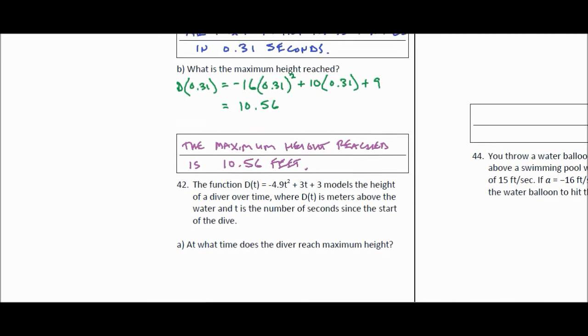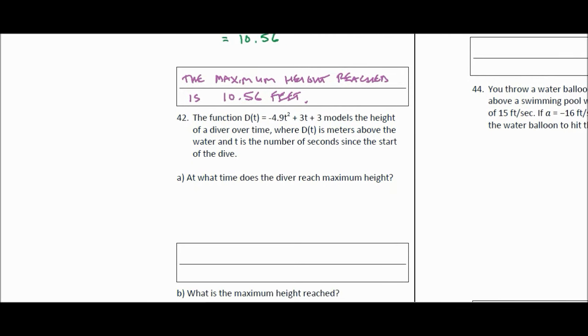Now question number 42 is answered the exact same way. So we're going to go through this process one more time to practice this. The function d of t equals negative 4.9 t squared plus 3t plus 3 models the height of the diver over time, where d of t is meters above the water. Now we got a different unit of measure, meters above the water, and t is the number of seconds since the start of the dive.